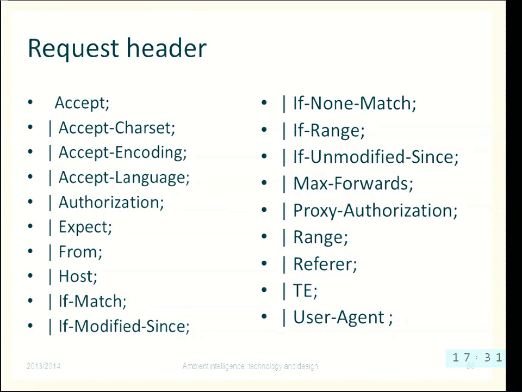So the browser says, I already have a copy of this with this date. You gave me this on this date. If you have a newer version, give it to me. If you don't have any newer version, don't give me anything because I already have it. And it saves a lot of bandwidth. It's called caching. The cache of the browser manages this mechanism.